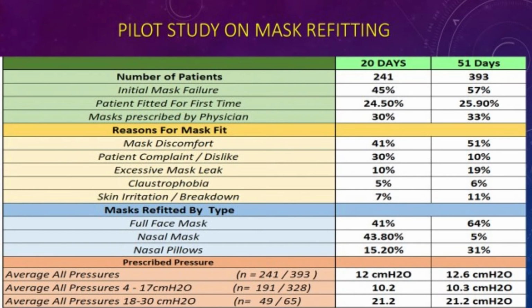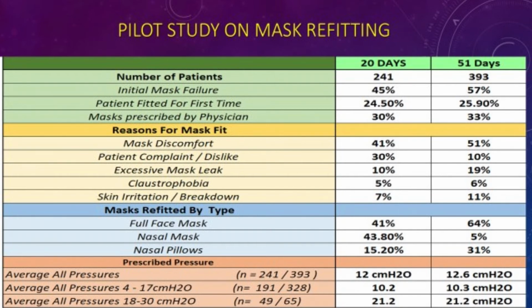The next category was reasons for the mask fit or refit. We looked at patient discomfort with the mask, and we found 41% at 20 days and 51% at 51 days. We then looked at patients' complaints or dislike that they presented to their physician, who wrote a prescription for the mask refit. 30% at 20 days, but then it decreased to 10% at 51 days. We looked at excessive mask leaks. They were 10% at 20 days and 19% at 51 days.